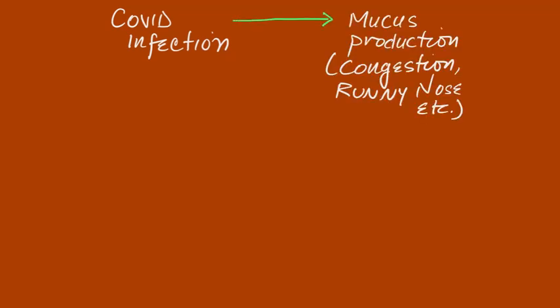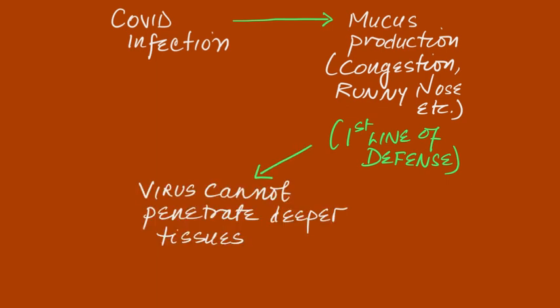When a person gets the COVID infection, the first thing that happens is mucus production. There's congestion, runny nose, etc. We call this the first line of defense. The purpose of mucus production is that the virus cannot penetrate deeper tissues. The second line of defense could be either fever or natural killer cell.